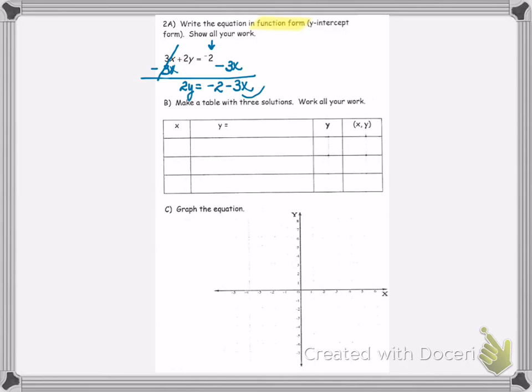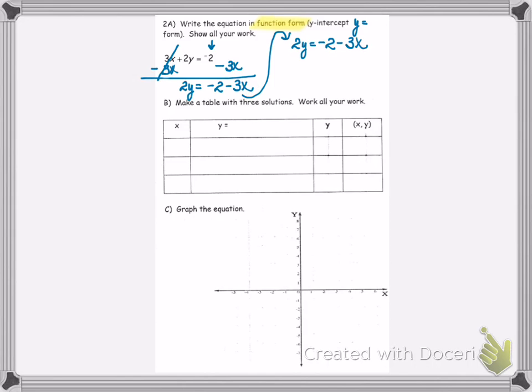Now, I'm running out of room, so I'm going to go back up here. What I want to do next is I told you I wanted y alone on the left side, so it should be a y equals kind of equation. The thing that's holding me back from that now is the 2. So I'm just going to copy where I left off over on the left side.